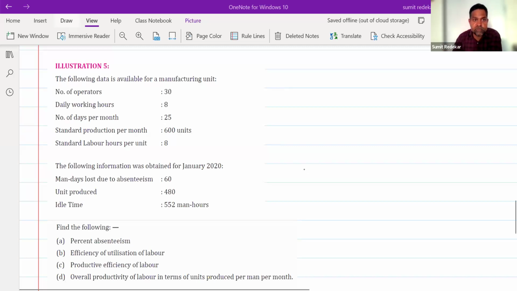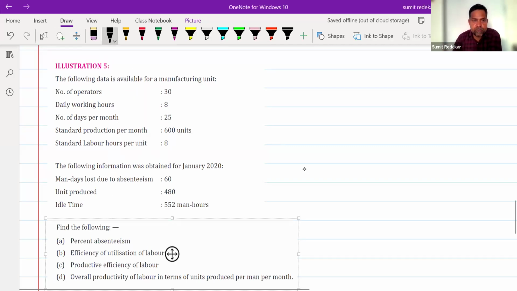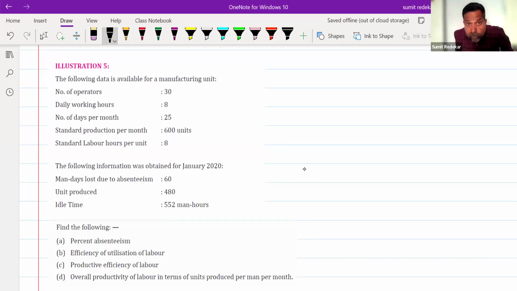Okay. The following data is available for a manufacturing unit. And it's a similar question to what we've done. And I wanted to do this because these are the kind of questions that they've asked in the past. So to begin with, what are they saying? They're saying that there are 30 operators working 8 hours every day for 25 days a month, and standard production is 600 units.